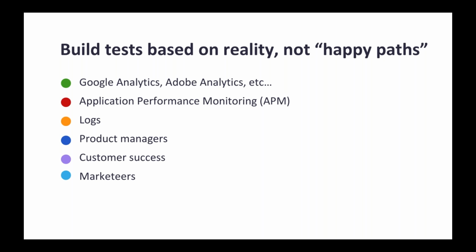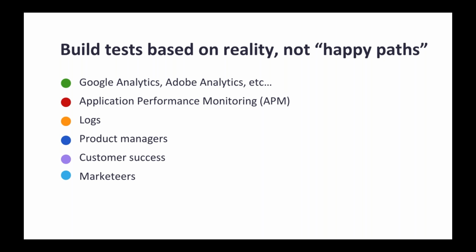Now, the last three bullets are all human, right? Product managers, customer success people, and marketeers. And the reason they're here is that these people are very important for what you don't yet know that's probably not yet in your analytics, right? What is the plan for this year? What does product management have in mind for how the app is going to change and what they're hoping people are going to do with the behavior?